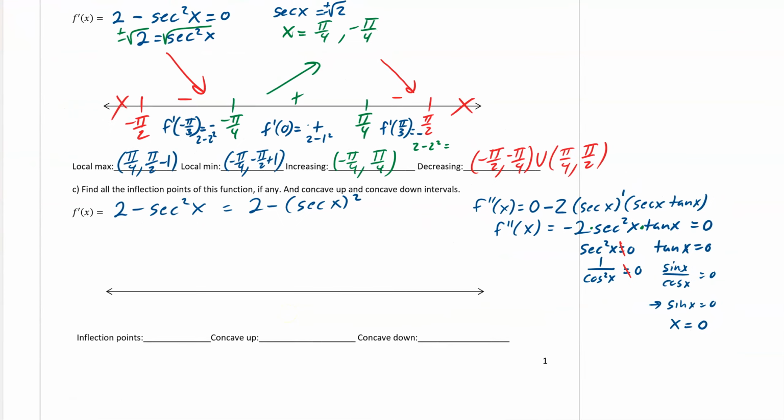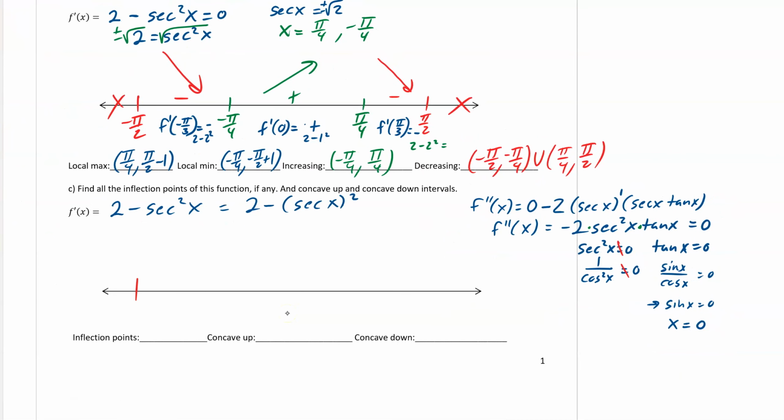We go back to our graph. Again, you still want to make sure you put negative pi over 2 on there, cross it off. Put pi over 2, cross it off. And then we put our number right in the middle, 0, and we test. So f double prime of negative pi over 4 again, and f double prime of pi over 4.